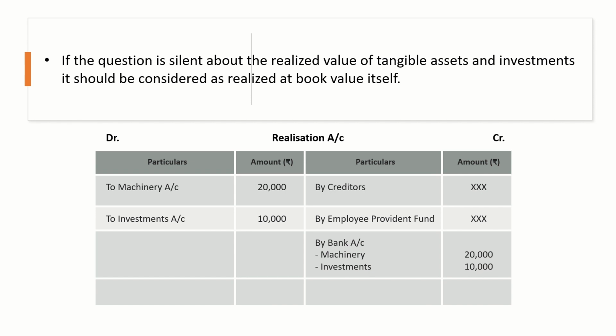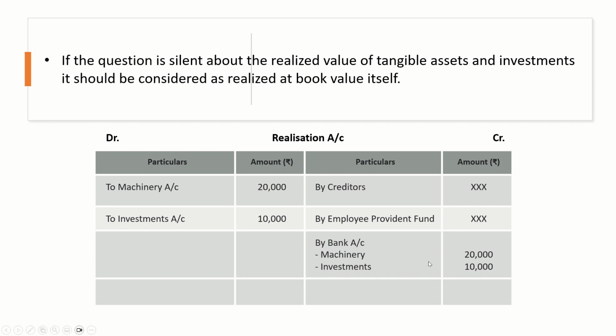Next one we have about tangible assets. If the question is silent about the realized value of tangible assets and investments, it should be considered as realized at book value itself. So if you have machinery, if you have investments, again the question hasn't mentioned the realized value, then you have to take them at book value by bank, machinery, and investments.